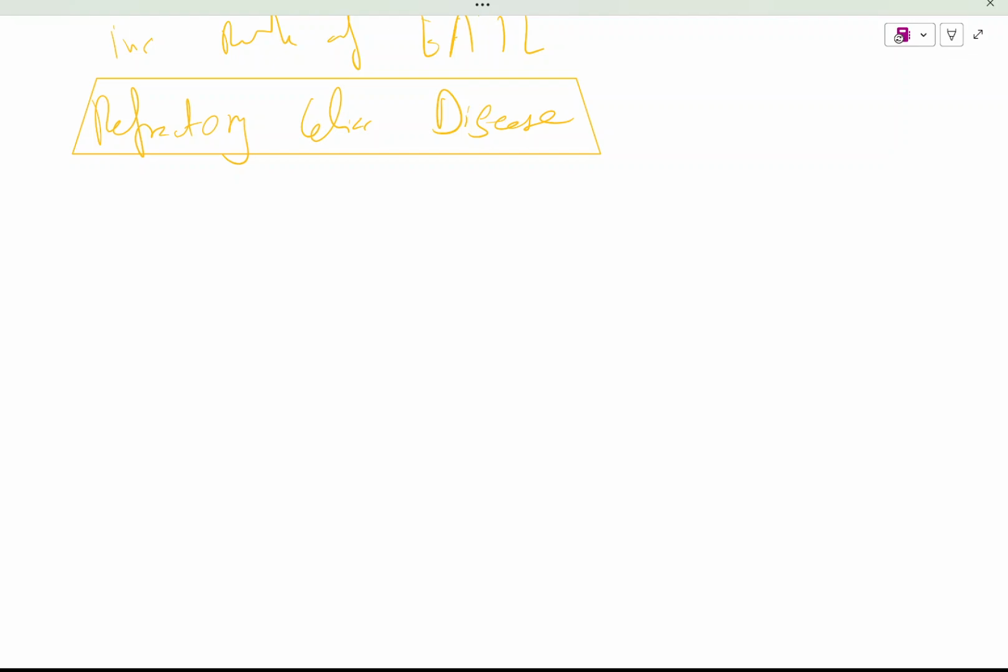In this condition, the patient may develop ulcerative jejunitis. In severe cases we have to treat with steroids. So these are the complications of celiac disease. That's all about celiac disease. If you have any question, you can ask.